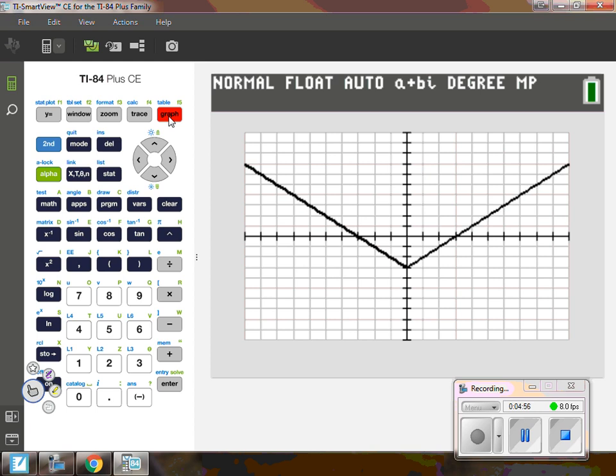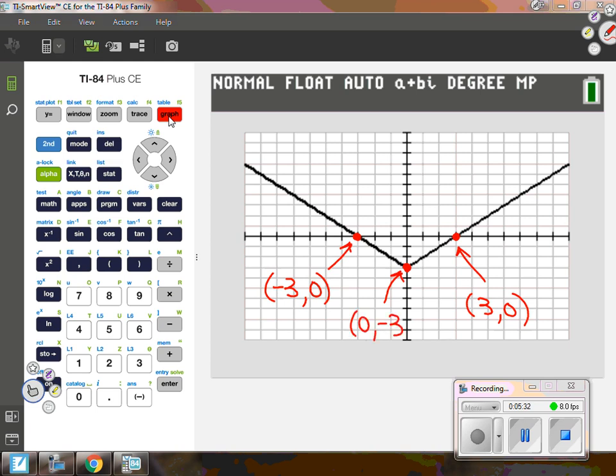On our standard window, we see that the function is a v, just like that problem we did 2 videos ago where we had the diver. We have an absolute value, goes downward, reaches a minimum right here, goes back up, looks like it hits an x-intercept there and another x-intercept there. So I would say that my x-intercepts, there are 2 of them. One is at -3, 0. The other is at +3, 0. And the y-intercept right here is at 0, -3.